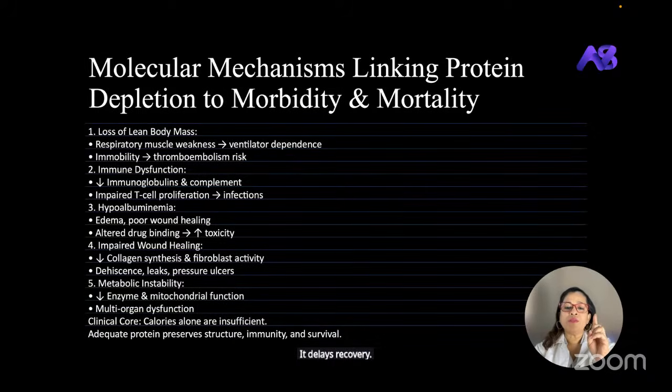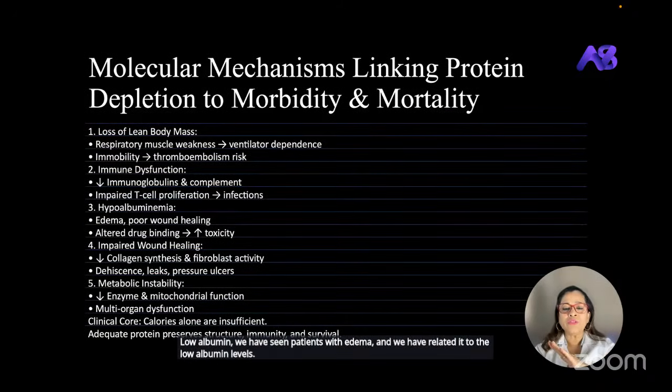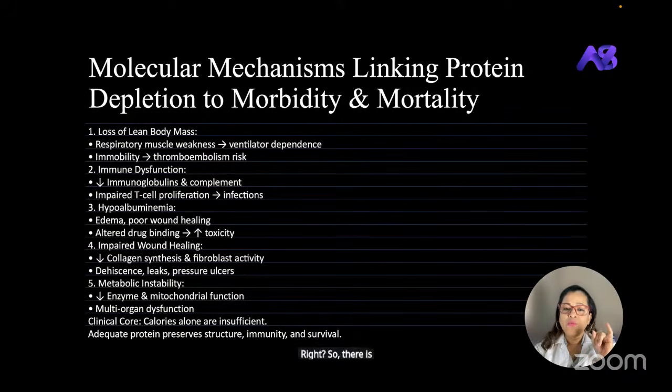The other mechanism which is very important here is hypoalbuminemia. Low albumin, we have seen patients with edema, and we have related it to the low albumin levels, right? So when there is low albumin, there is edema, there is also poor wound healing, and there could be a high mortality risk. Now we know that albumin is not just a nutrition marker, it reflects systemic inflammation and protein synthesis capacity.